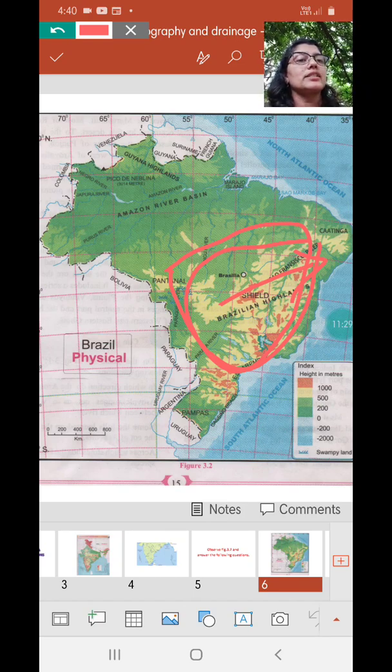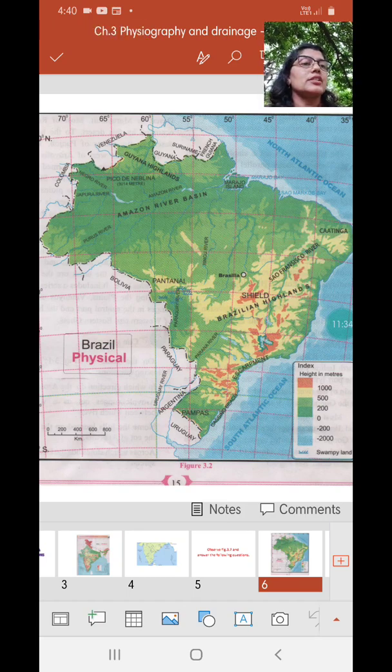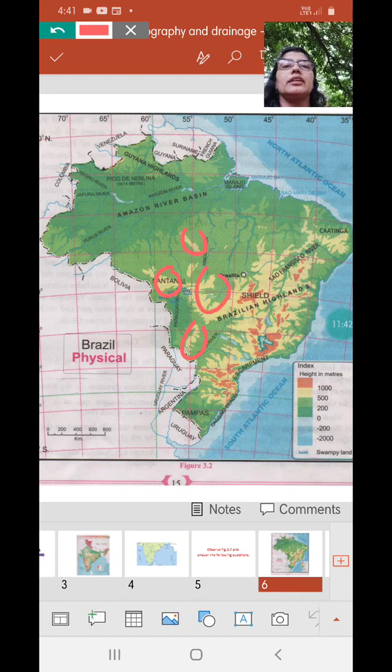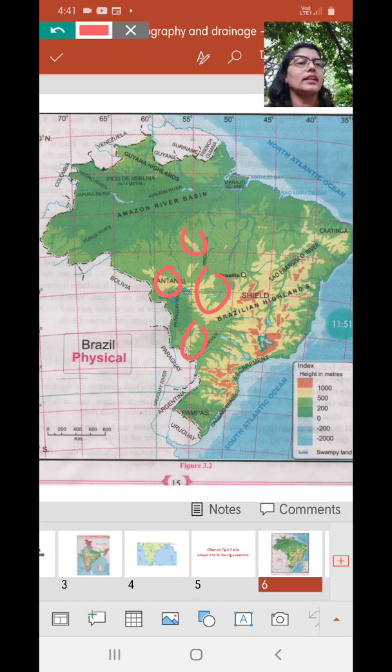The next question is, what do the isolated regions shown in yellow indicate? Now, if you look at the isolated regions in yellow, here, here, here, here, these are all yellow and the height for yellow is 500 to 1000. So they are all plateau regions, the isolated plateaus.